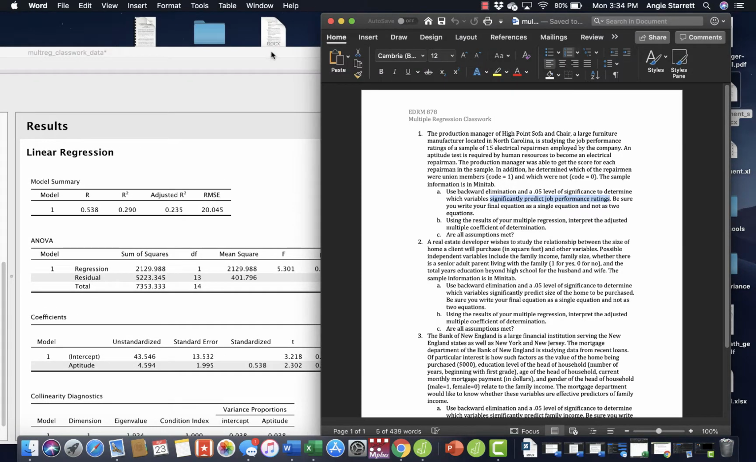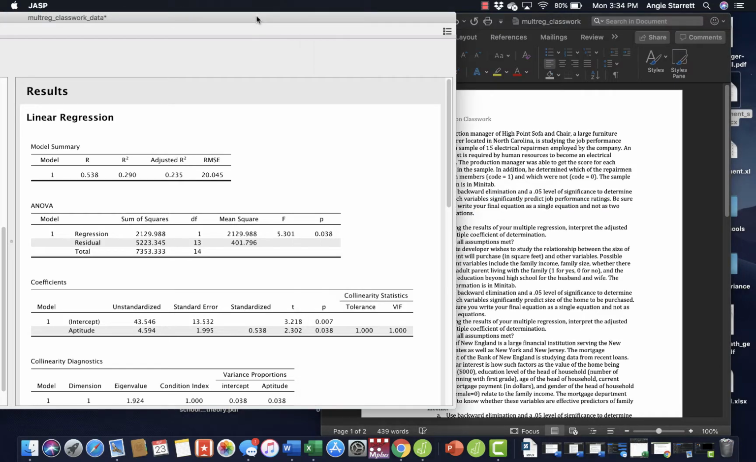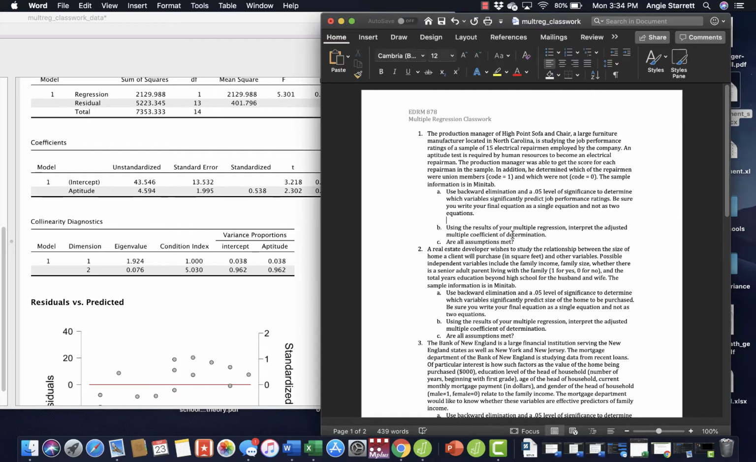All right, so the first thing we want to do is write our final equation. How are we going to do that? We're going to go to our coefficients table. We see that aptitude is significant with this p-value of 0.038, so it's in the model. We see our unstandardized coefficient, and we see our intercept. So job performance, y, equals 43.546, our constant or intercept, plus 4.594 times aptitude.